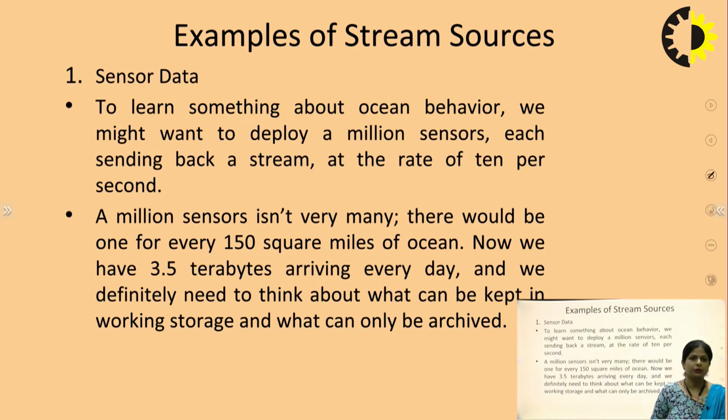A few examples of stream sources we have. Number one, sensor data. Sensor data to learn something about ocean behavior, we can say. We might want to deploy 1,000,000 sensors, each sending back a stream at a rate of 10 per second, right? 1,000,000 sensors is not very many. There would be one for every 150 square miles of ocean. Now, we have 3.5 TBs, or terabytes, arriving every day. Now, we can think what amount of data is getting generated and needs to be handled. And we definitely need to think about what can be kept in working storage and what can only be archived, right?